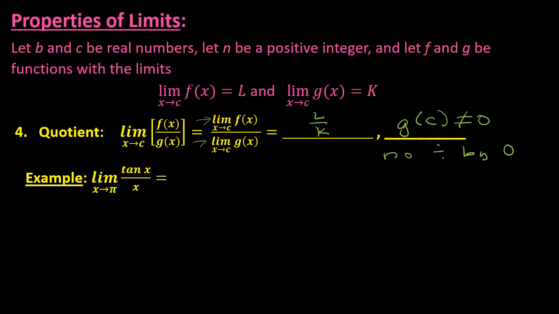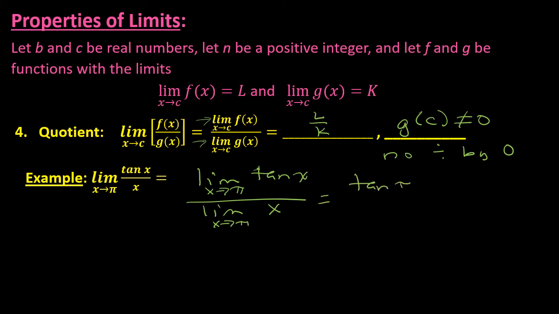We do have to watch for that because that will pop up in rational functions. Got an example, we see tangent. We love tangent. So I can break this apart into the limit as x approaches pi of tangent x all over the limit as x approaches pi of x. So this will really turn into the tangent of pi over pi. And if I think about the tangent of pi, the tangent of pi is going to be 0. And 0 over pi is going to be 0.